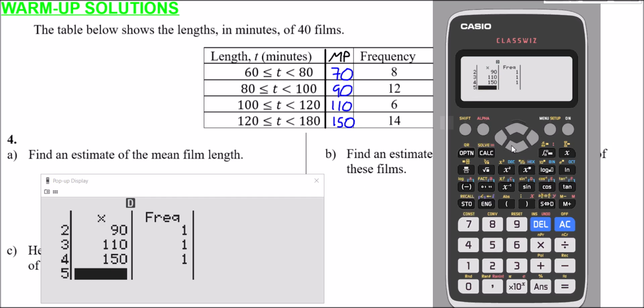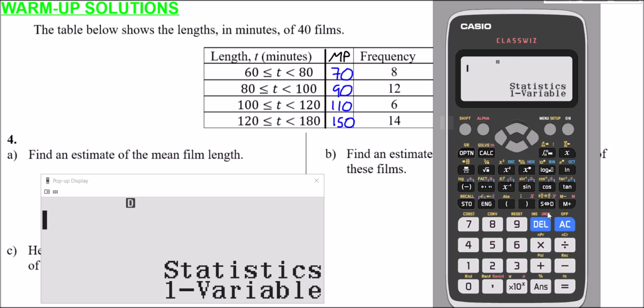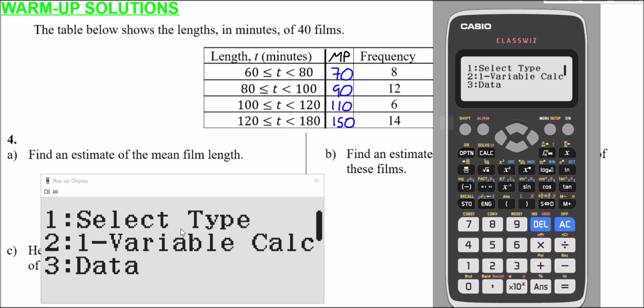We now scroll back up and type in the corresponding frequencies. So where we had a midpoint of 70, the frequency was 8. The next frequency is 12, and 6, and finally 14. Now we've input all our data, we press AC, option OPTN, and then we select one variable calculation.